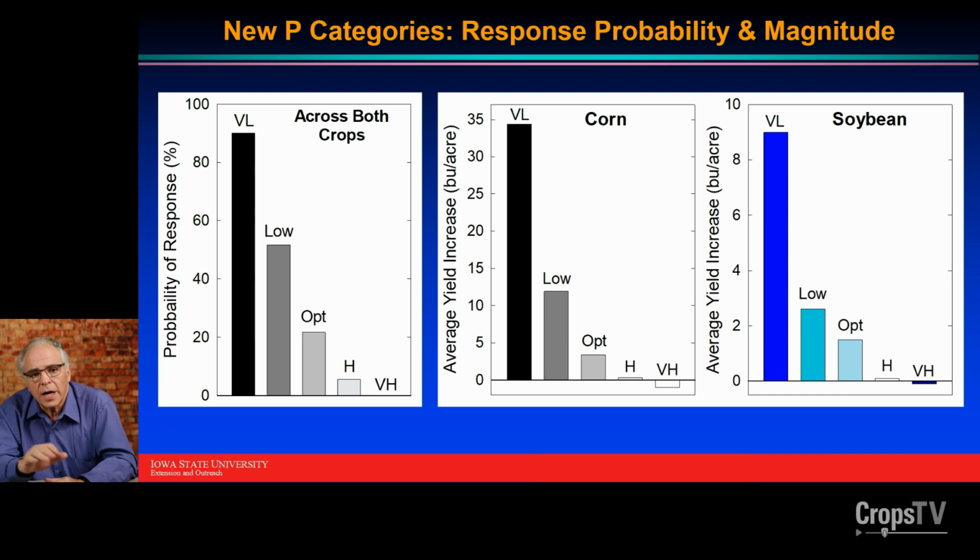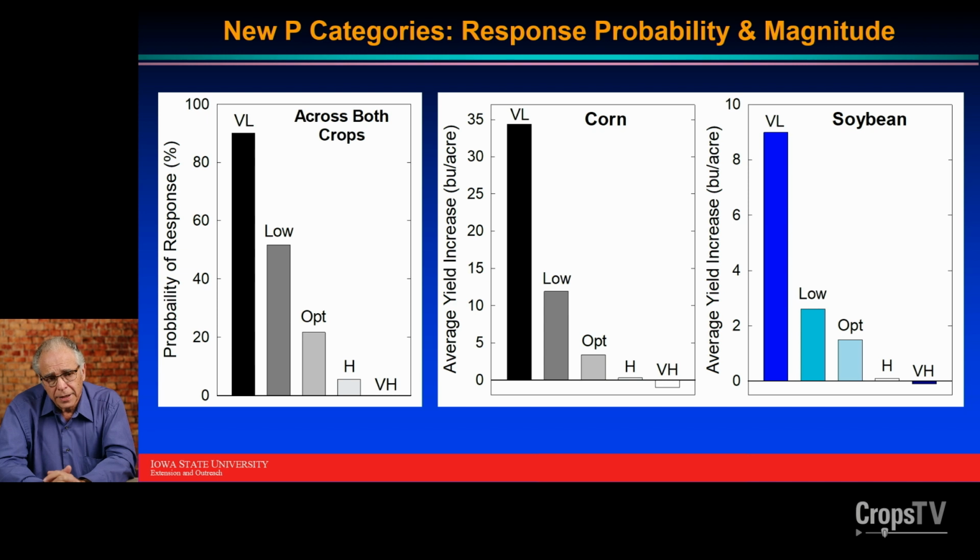Then the graphs on the right show the average yield increases, okay? So for example, the very low for corn, it means that those points that you saw out there, on average, the response is about 35 bushels per acre. In the low, it's about 12, 15. In the optimum, it's 3 or 4. And in the high and the very high, it's almost nothing, okay? And soybean is the same thing.